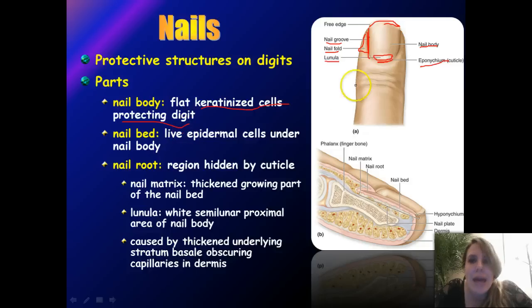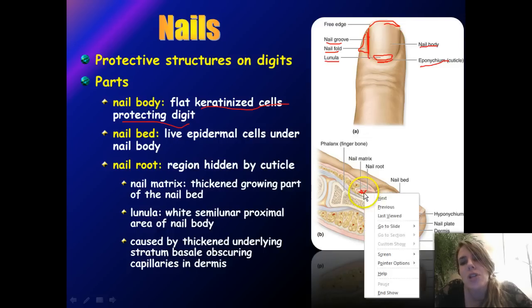The nail bed, I can show you a little bit easier on this sagittal picture here. Okay, so this is your nail bed. It's the cells underlying the nail body. And these guys are alive. They're epidermal cells. Let's say this is your epidermal layer. You know already that the new cells are in the stratum basale, and they and their babies make their way up towards the surface.